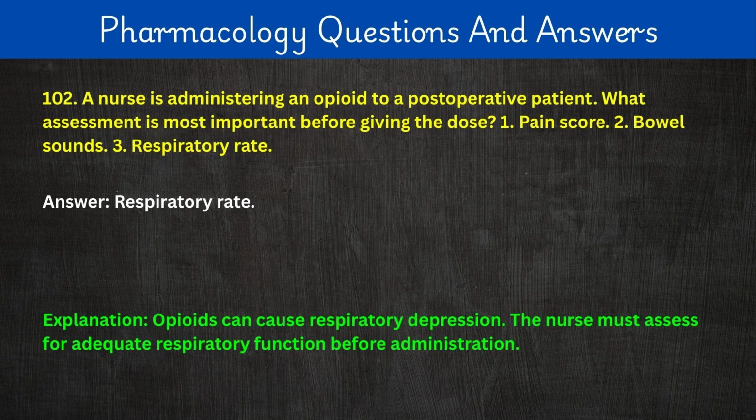102. A nurse is administering an opioid to a postoperative patient. What assessment is most important before giving the dose? 1. Pain score. 2. Bowel sounds. 3. Respiratory rate. Answer: respiratory rate. Explanation: opioids can cause respiratory depression. The nurse must assess for adequate respiratory function before administration.